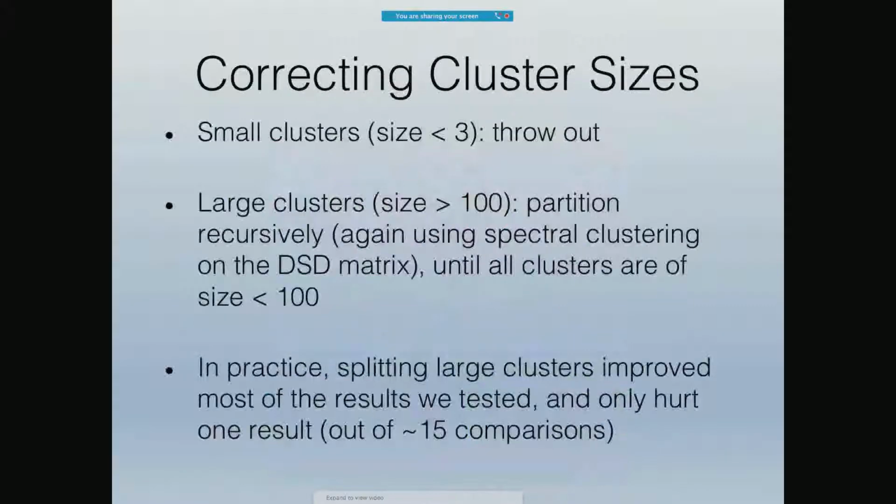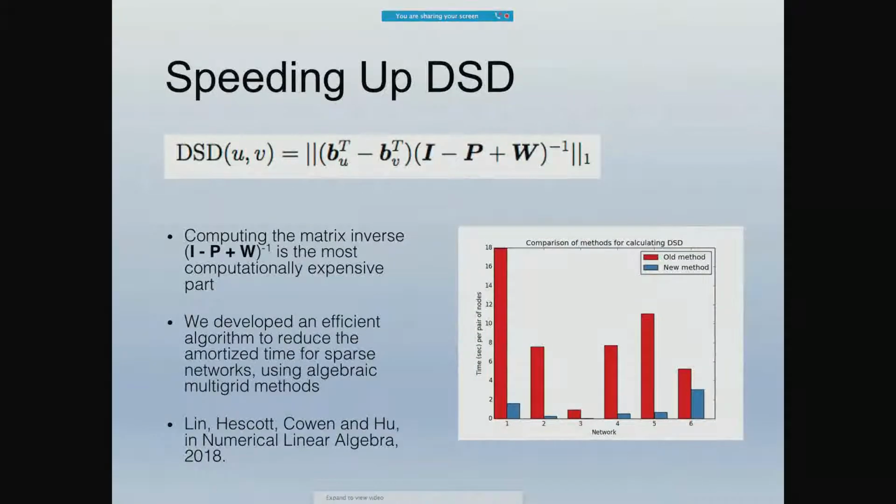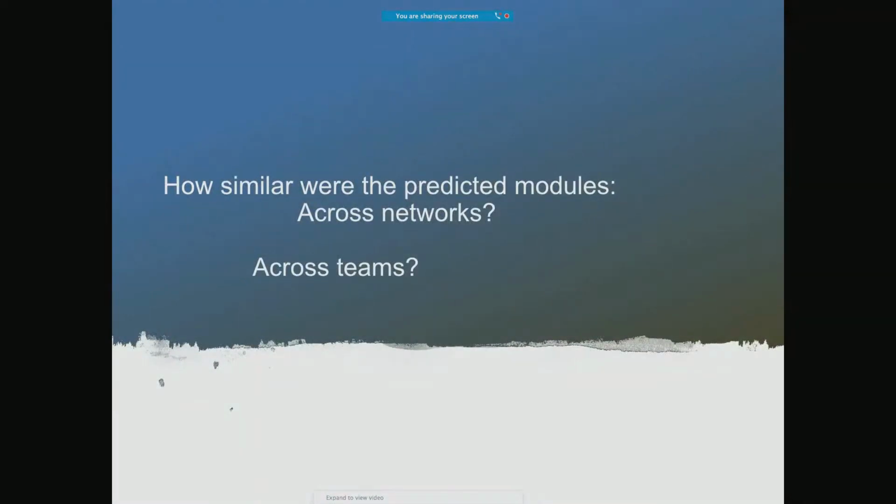I said I'm not going to talk about the bipartite subspace. Almost all the methods that scored well recursively corrected cluster sizes. So whenever we had a cluster of size over 100, we recursively called spectral clustering again and split it so that the challenge would like it. And in some cases, we used this extra method to speed up the DSD computation, though actually it ran fairly quickly on the desktop.